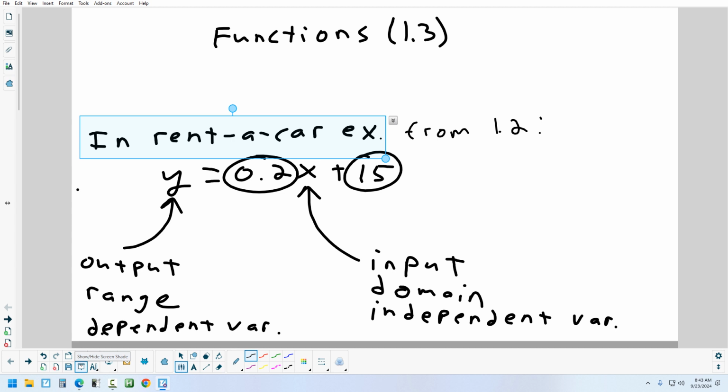Now, with some formulas, we do have to be careful what we plug in. So in this case, if x represented the number of miles that you drove the car, what kind of numbers wouldn't make sense? Yeah, negative numbers. You wouldn't be plugging in negative numbers. It's not that algebraically you can't do that. I can plug in negative 106 and tell you what it comes out to. It just doesn't have any meaning in the problem. So sometimes we have to be careful with the numbers that we are plugging in.